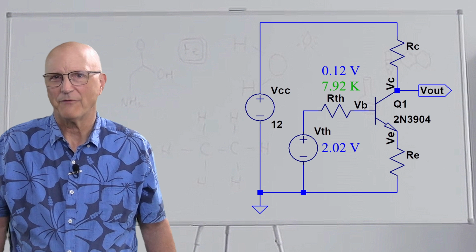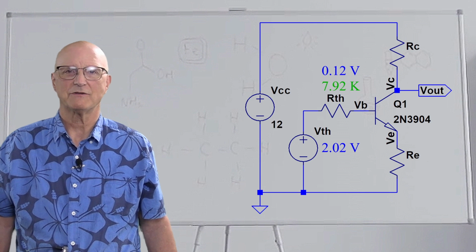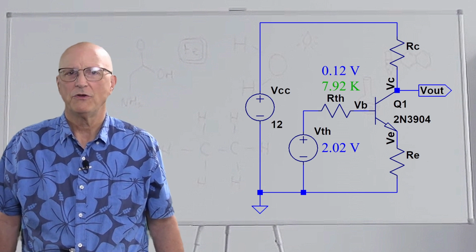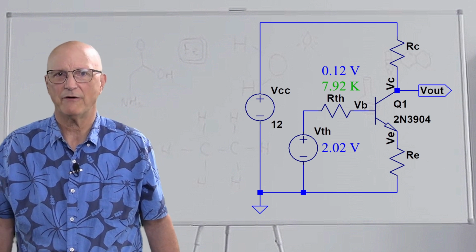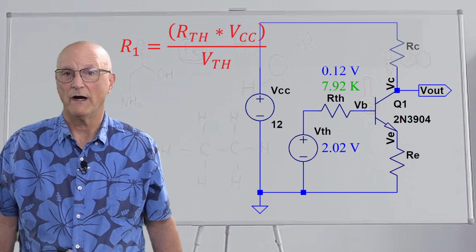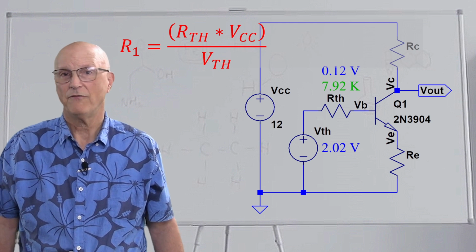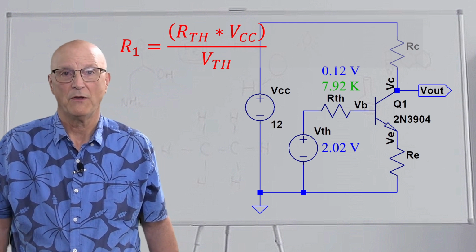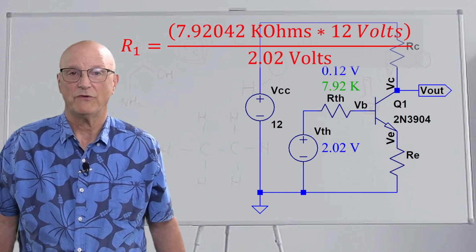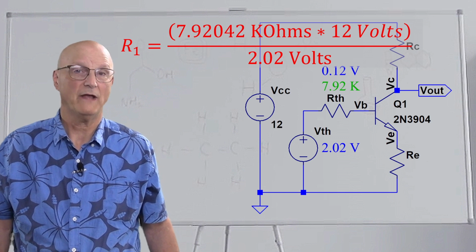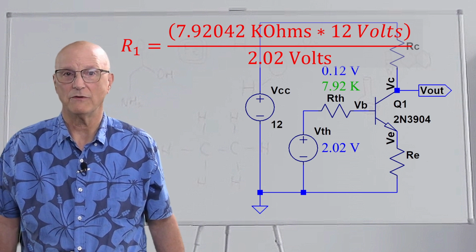We are making real progress, and now that we know V Thevenin, we can calculate the bias resistors R1 and R2. Utilizing the formulas presented in the video on the beta-stabilized common emitter amplifier, we know that R1 is equal to the quantity R Thevenin times VCC divided by V Thevenin. Putting our known values into this, we get that R1 is equal to 7.92042 k ohms times 12 volts divided by 2.02 volts.